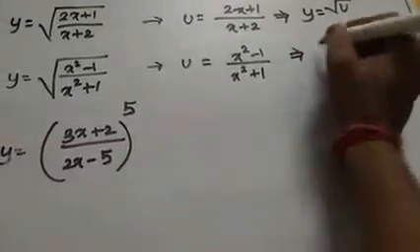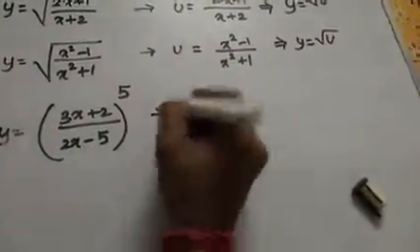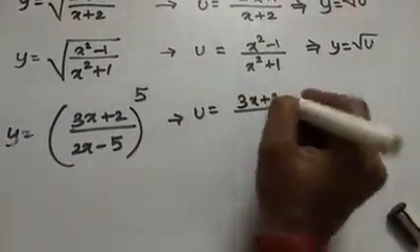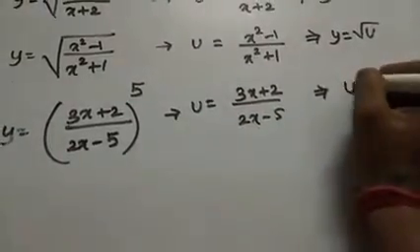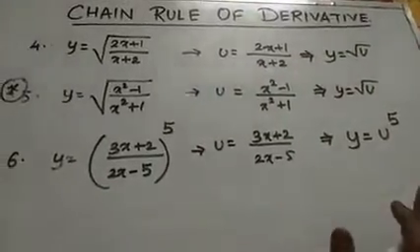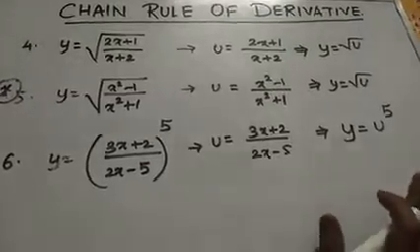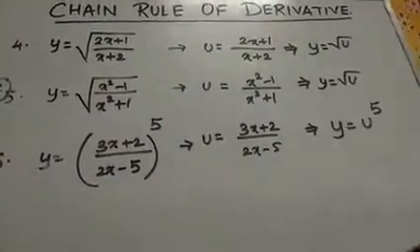Here also in the same way y will convert to root over u. In this question also you will assume u as 3x plus 2 by 2x minus 5, and y will be u to the power 5. Try these three questions. These three questions are homework for you. Till now I have given 4 homework questions, so try all the homework.